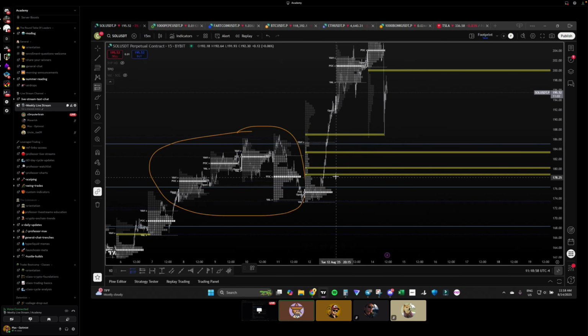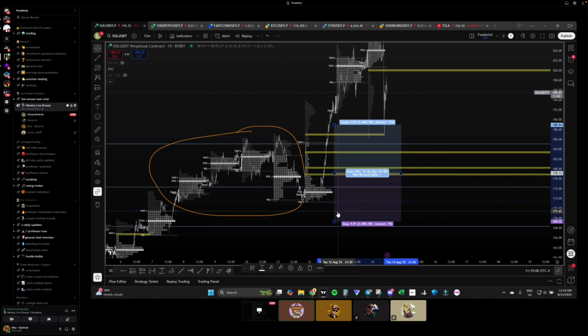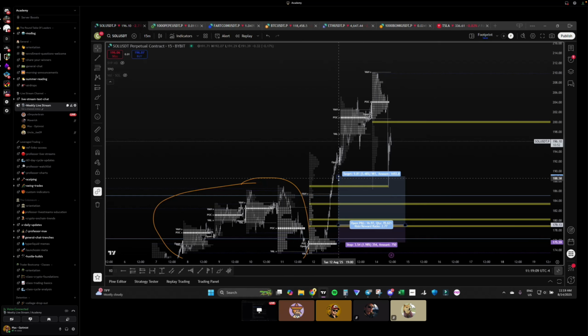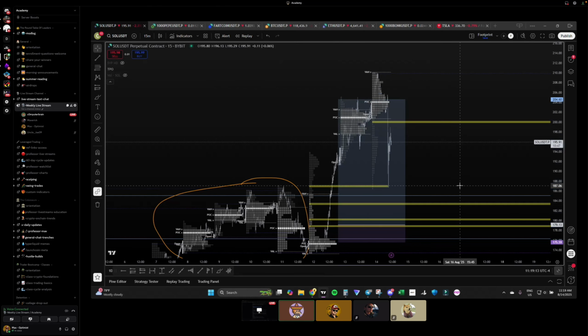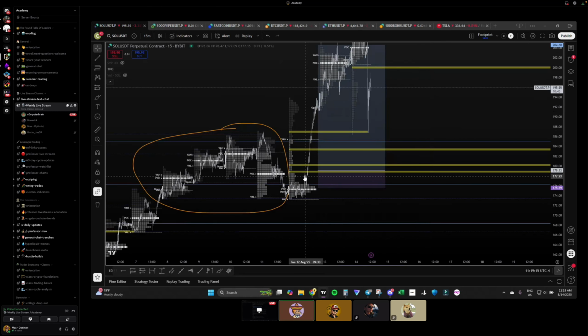I'll just mark the trade on the chart so everyone can see. That was about where I entered, and my stop was beneath this level here. And I targeted 204, which is right here. Okay, so that was the trade. What happened, if you were late to this, is I was waiting for this trend line breakout right here.